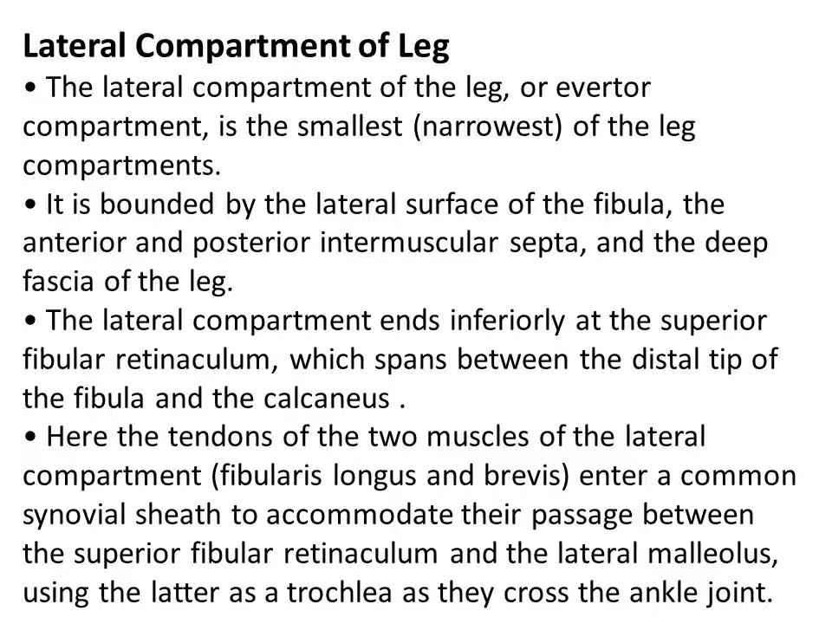Here, the tendons of the two muscles of the lateral compartment, fibularis longus and brevis, enter a common synovial sheath to accommodate their passage between the superior fibular retinaculum and the lateral malleolus, using the latter as a trochlea as they cross the ankle joint.